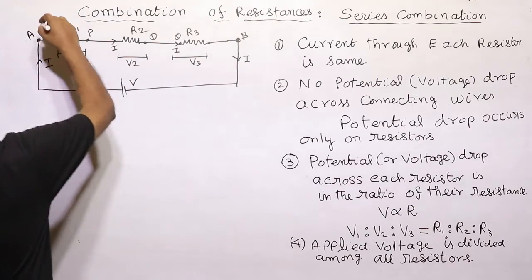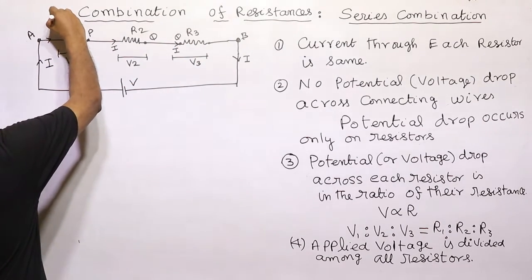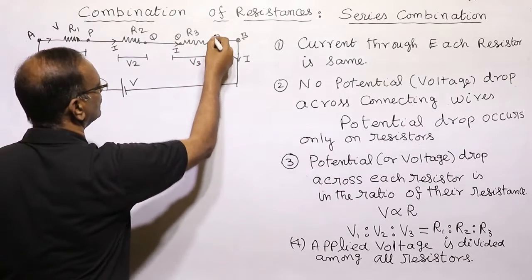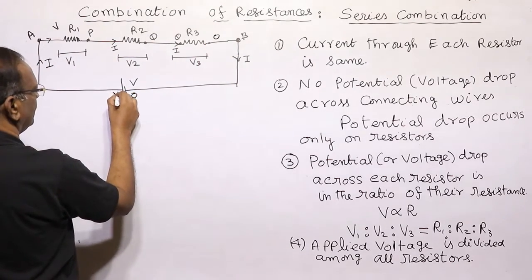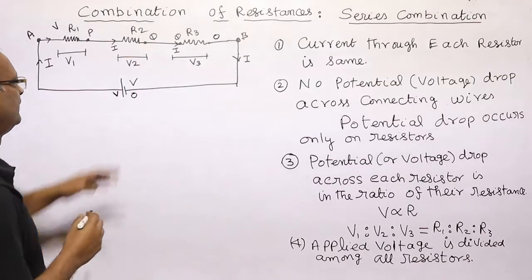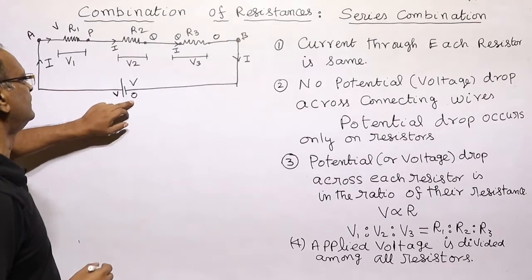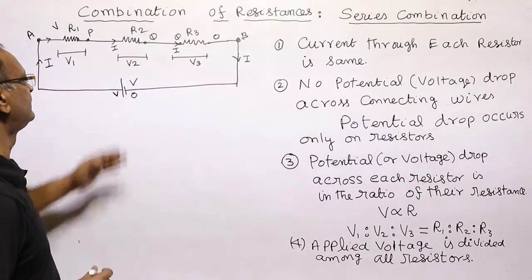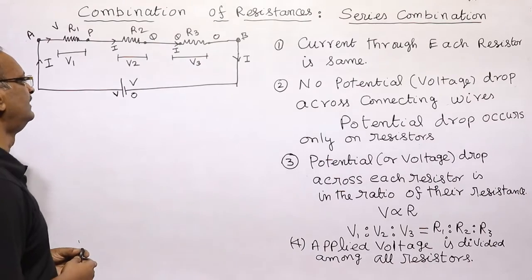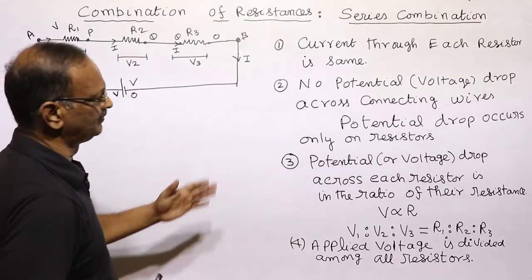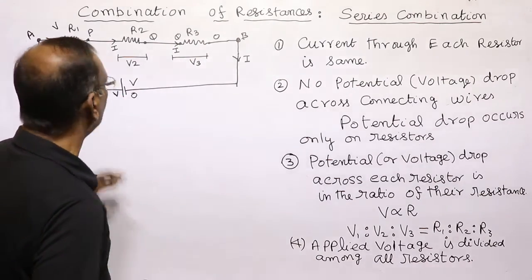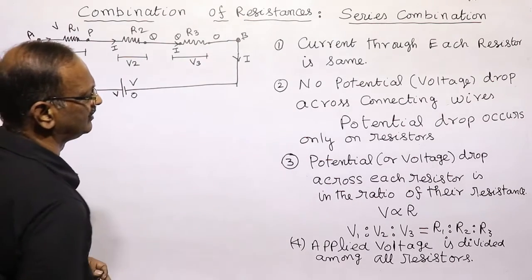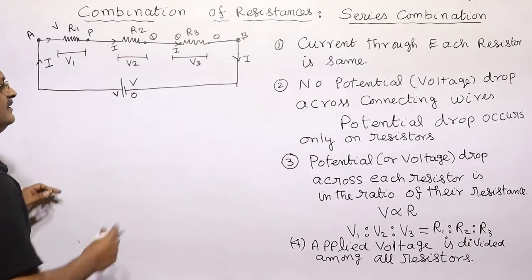It means the potential at this point is V, and at the end it will be 0. This is at 0 potential and this is at V potential. If it is 15 volt, 15 here, 0 here. There exists a potential difference between these two points. Potential drops only on resistors, and the drop across each resistor is in the same ratio.